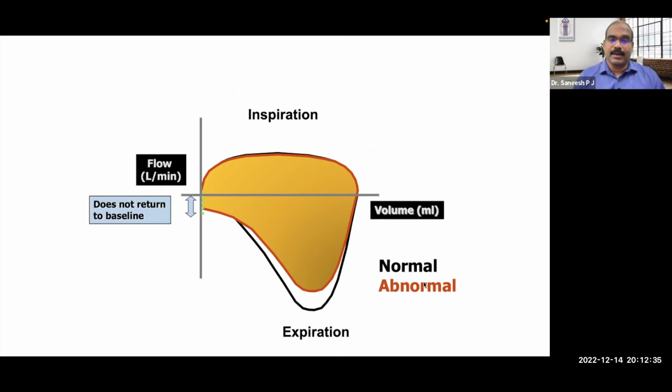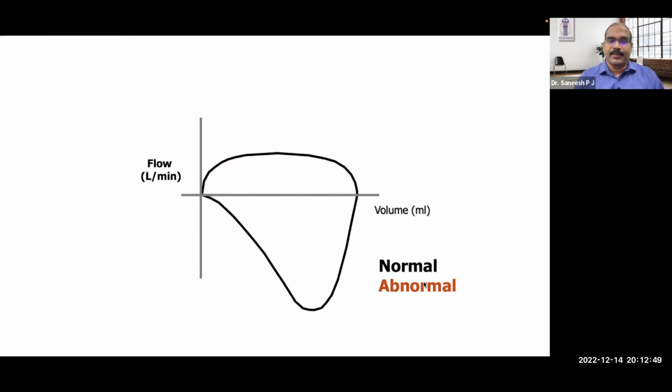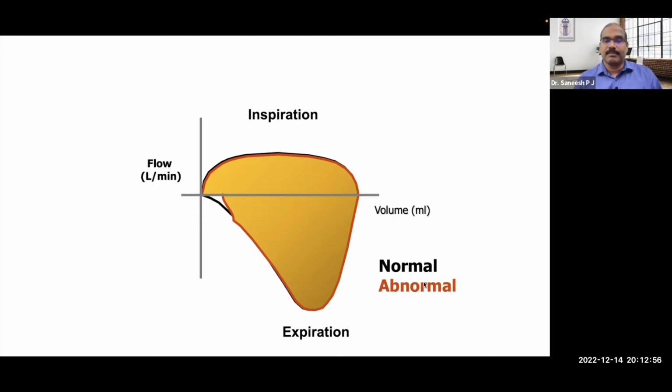Okay, the expiratory part of the loop is not returning to the baseline. Hope you got it. It is nothing but air trapping or auto PEEP generation. Next scenario, again, you have the baseline. Here it touches the baseline much beyond the zero volume. So it's happening much beyond the expected, on the positive side of the x-axis.